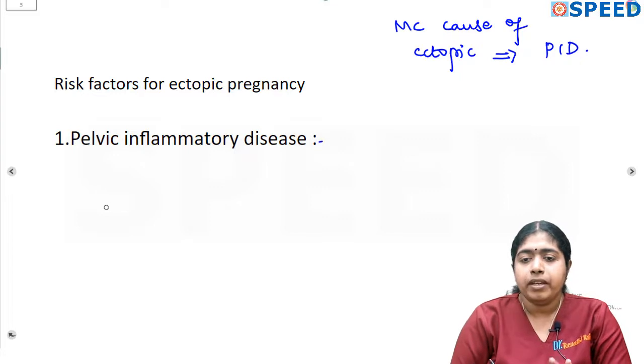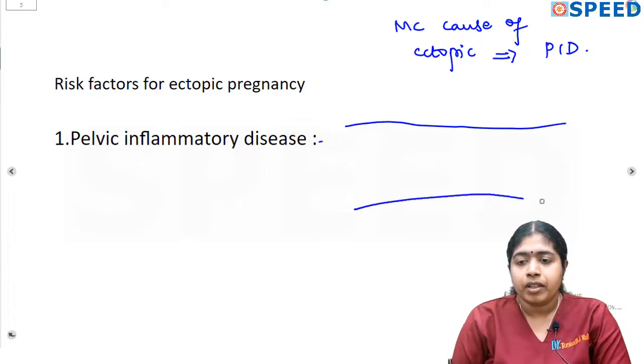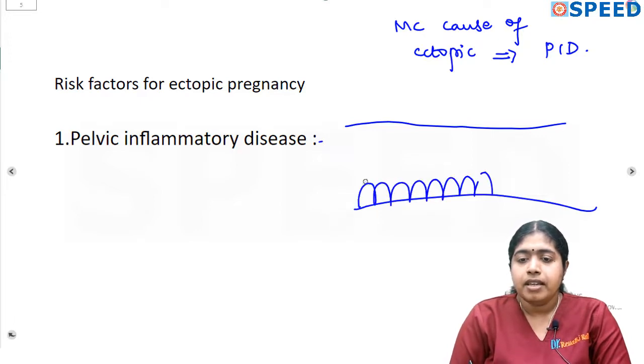Before we know how PID affects the tubes, let's study something about the anatomy of the tubes. The epithelium of the tube is basically ciliated columnar epithelium.